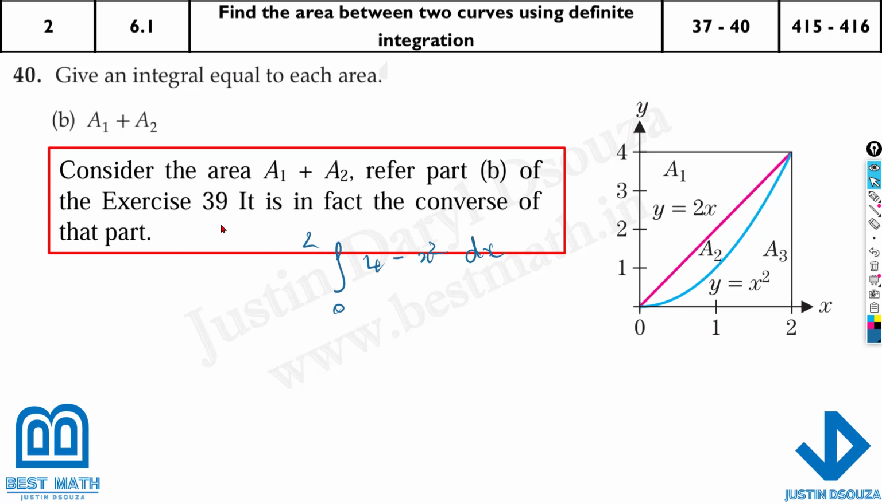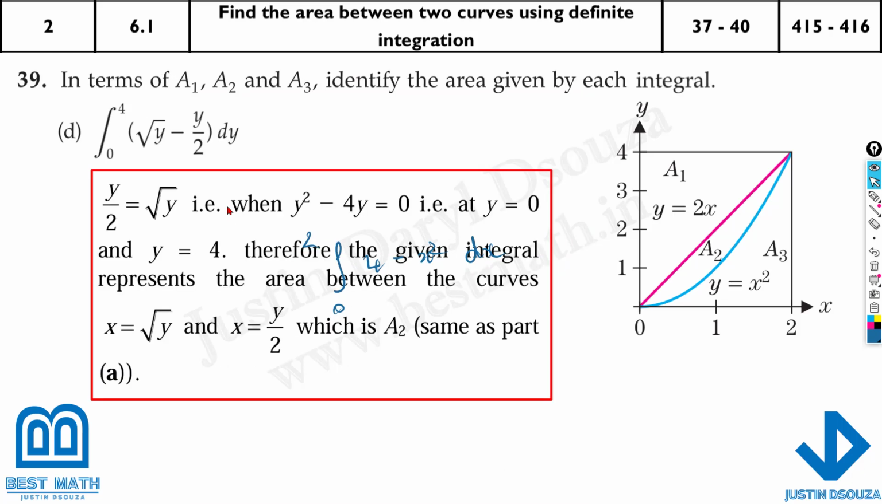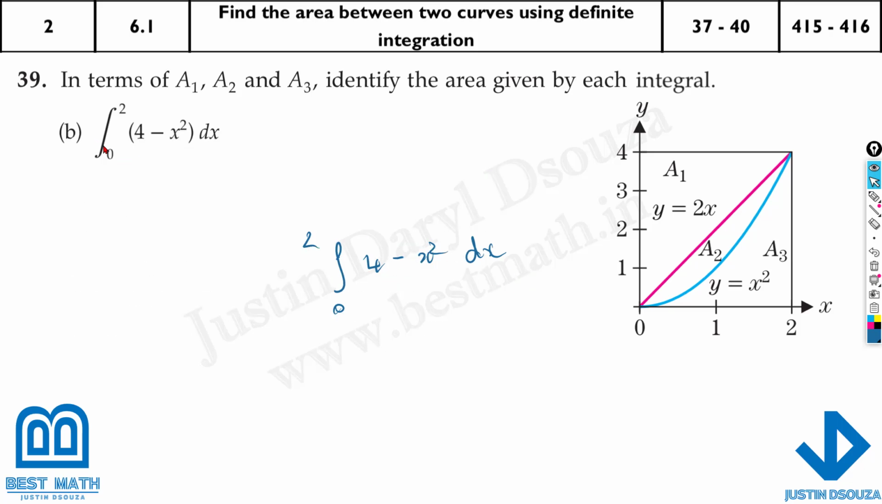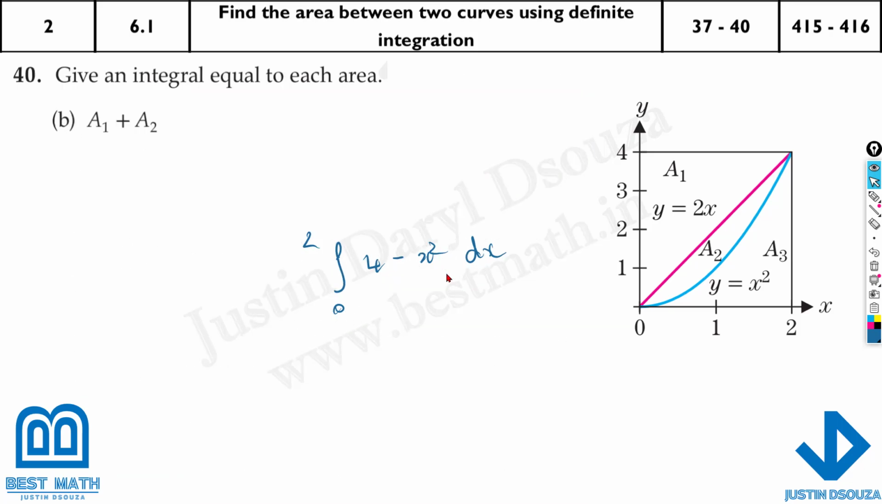Okay, they have told us to go to exercise 39 part B. Let's go to part B of the exercise, okay, over here. So you can see that's the same thing we have got as well. Please remember the brackets as well. So that's the answer. And what about A1? A1, you can just write it like this one itself, integral 0 to 2. But instead of 4 minus x squared, we can just do 4 minus 2x dx. That's it.